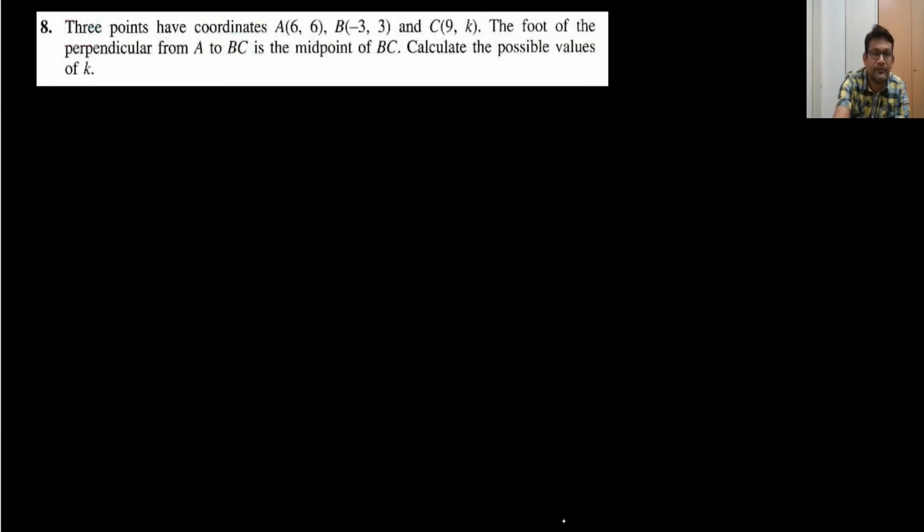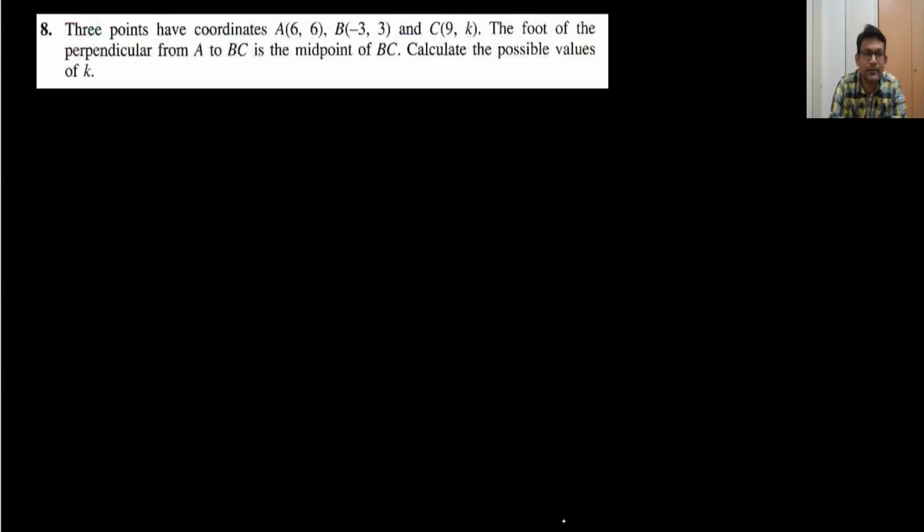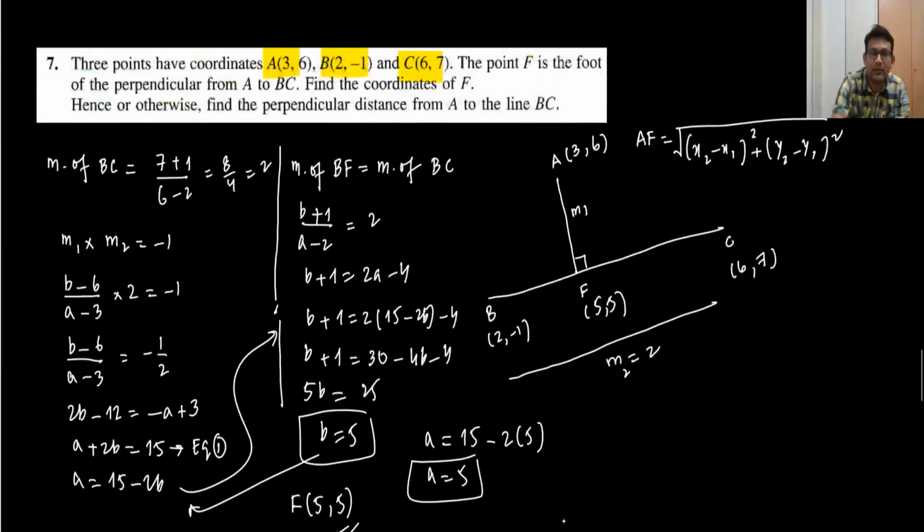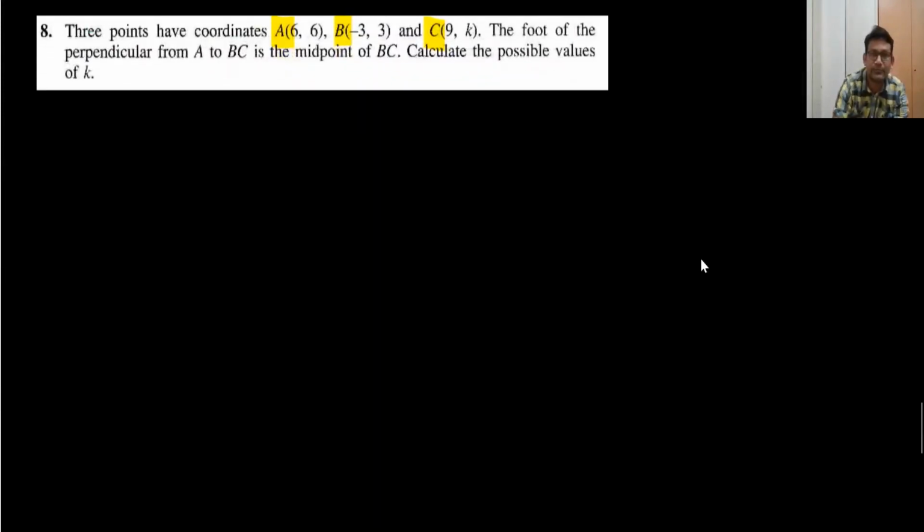Question number 7. So we have done. Oh, sorry, question number 8. Three coordinates are given, and they are A, B, and C. The foot of the perpendicular from A to BC is the midpoint of BC. This is a little bit changed. You can see in this diagram, I did not make this the midpoint; this part is bigger and this is smaller. But in this part, the question is the same, but we have the midpoint now.